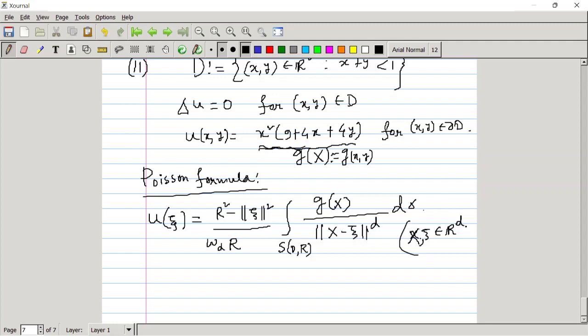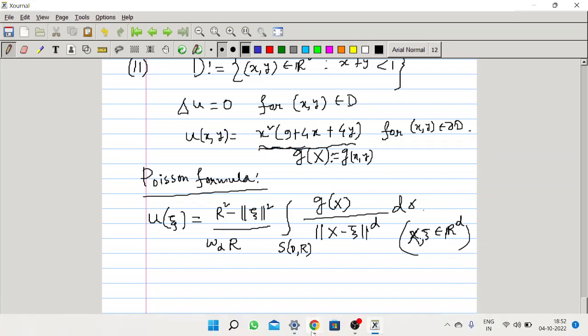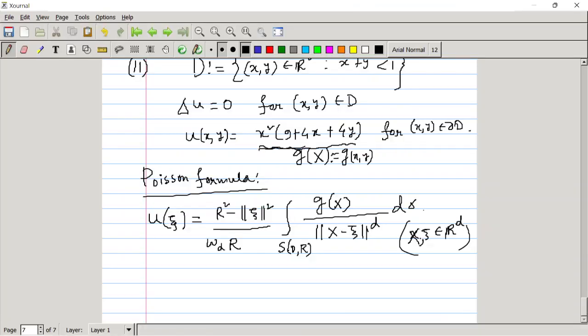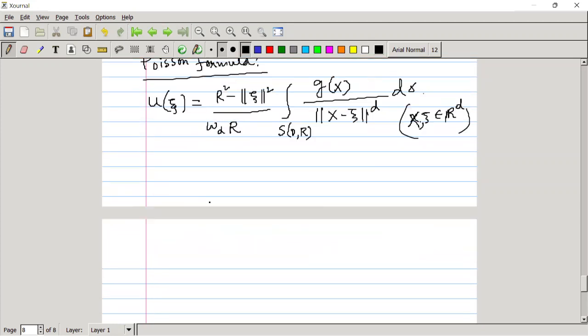Okay, Ruby. So here you have to find the value of u. You have to find the value of u at minus 1 by 4, comma minus 1 by 4. That is my xi is minus 1 by 4, comma minus 1 by 4. I am going to the next page. So here my xi is here. Here d is 2 first of all, because x and y are two variables. Acha. My xi is minus 1 by 4, comma minus 1 by 4.